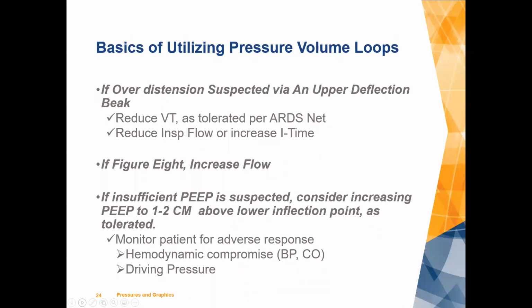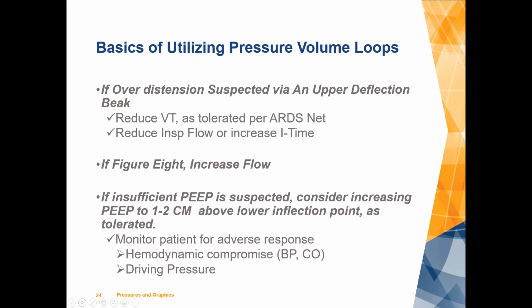Basics of, consolidating some of the prior points that I made, basics of utilizing pressure volume curves. If overdistension is suspected at the upper inflection or deflection point or beak, reduce the tidal volume as tolerated per ARDSNet, reduce the inspiratory flow or increase the I time. If it's a figure 8, increase the flow. You can also manipulate the I time with that as well.